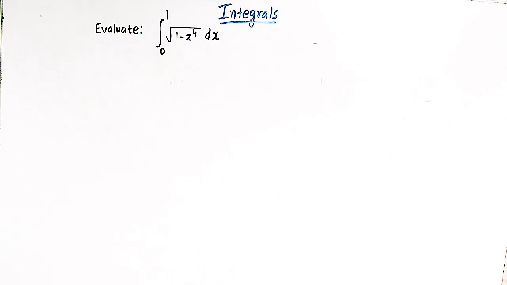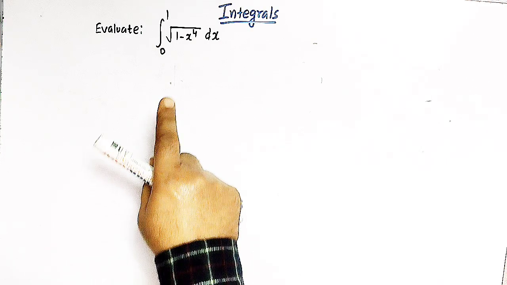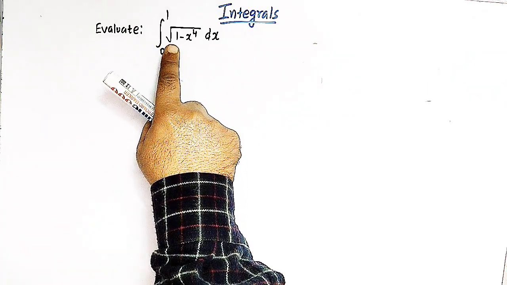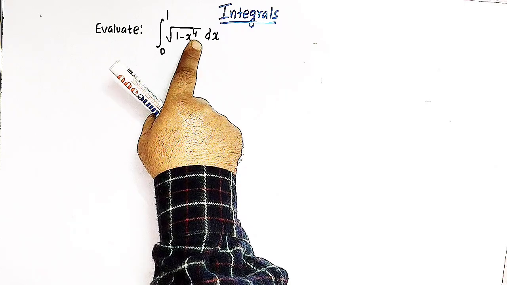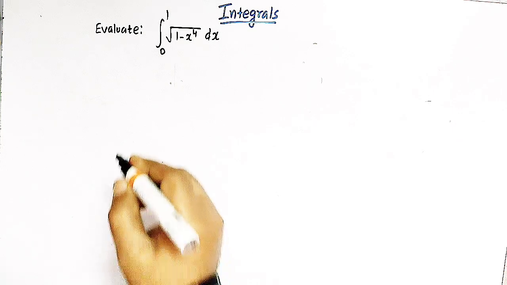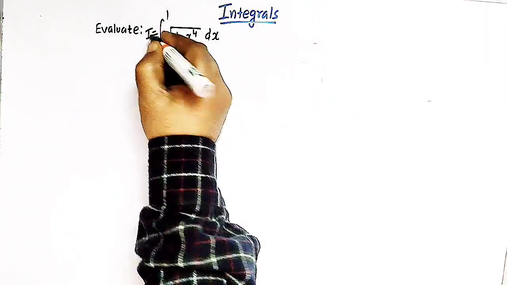Hello, viewers. In today's session, we are going to discuss another important application of beta and gamma functions to solve this given integral. So here we have to evaluate this definite integral from 0 to 1, and the integrand is square root of 1 minus x raised to 4, and here we have dx, right? So let us see how easily we can solve this integral using some important results from beta and gamma functions. So let us start, and let us first call this integral as I.